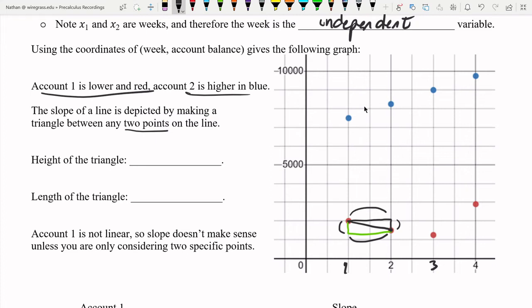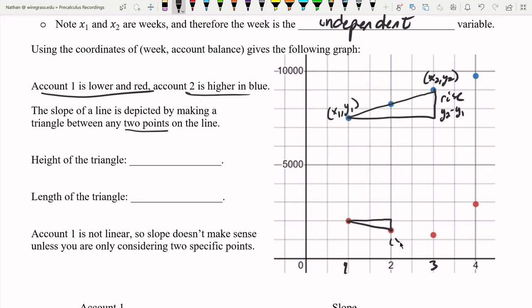And if I choose something up here, let's actually go between the first and third weeks. So I can draw a triangle like this. And once again, no matter how I want to draw this, I'll get the same answer. The height of a triangle is the rise, the same thing as y2 minus y1, where this is going to be x2, y2. This point here is x1, y1.